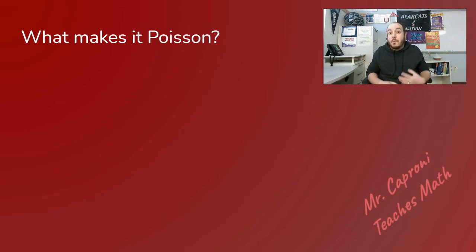So, I go Poisson. But really, what makes a Poisson distribution a Poisson distribution? Well, it's usually when you're dealing with knowing the average of a certain number of occurrences of a given situation, and you're trying to find the probability that a number other than the average, or maybe even the average, will occur. So let's look at the 3 major defining features of a Poisson distribution.